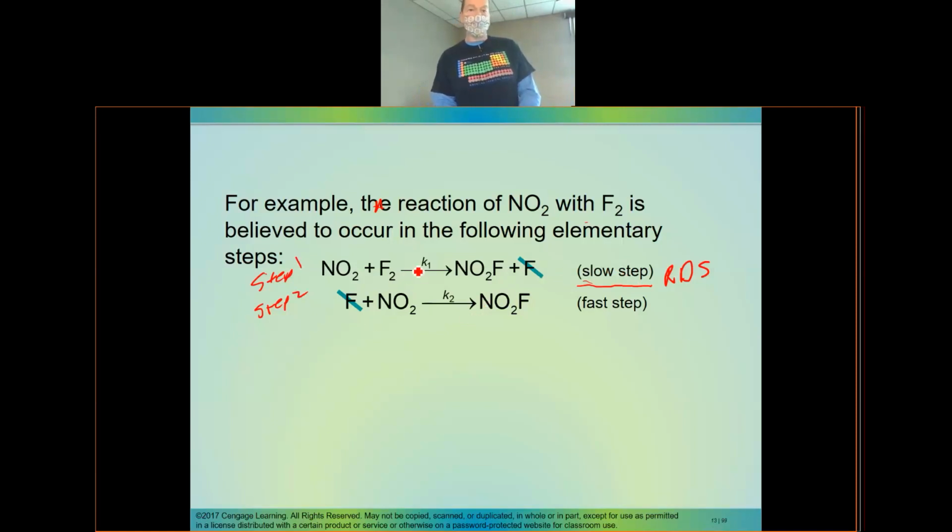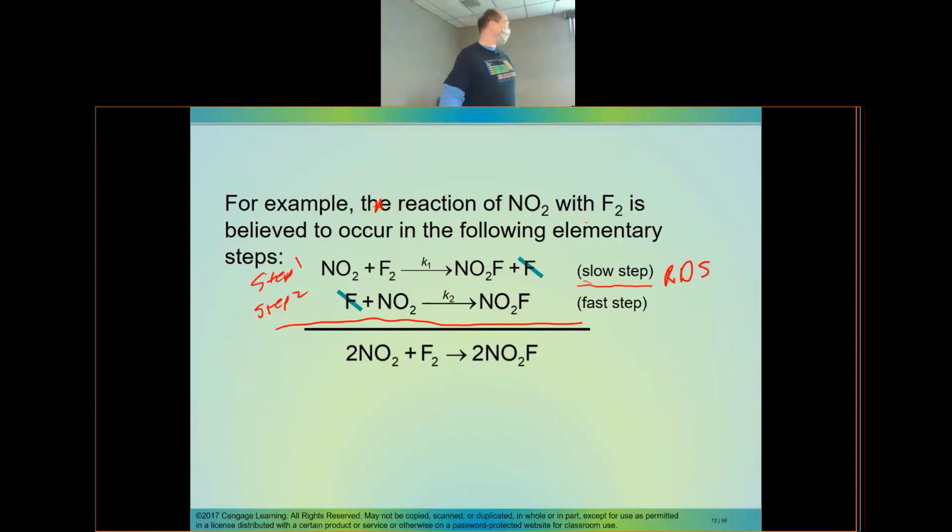So anytime you're given a reaction mechanism, it will always tell you to give the overall reaction. So just like in Hess's law, anything on the right that's exactly the same as something on the left will cancel out. In this case, it was the F. All right, and so then you have your final answer for the overall reaction: 2NO2 plus F2 goes to 2NO2F. All right, so the F does not show up in the overall reaction.